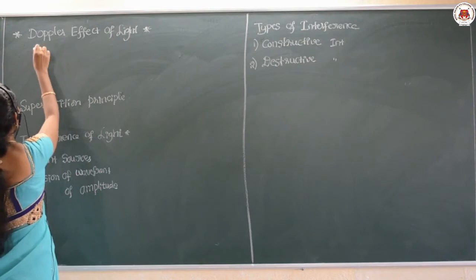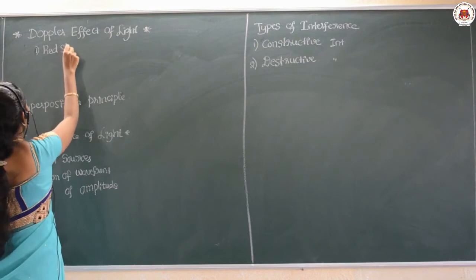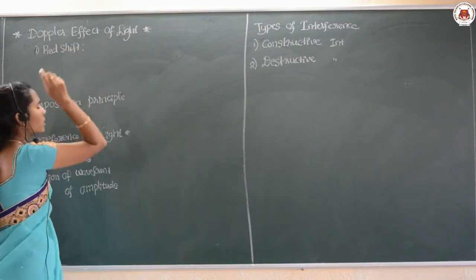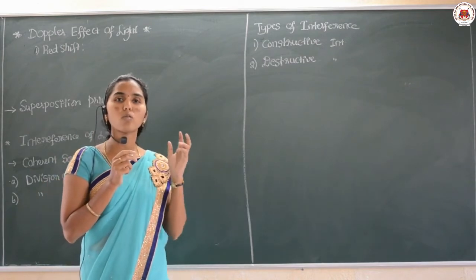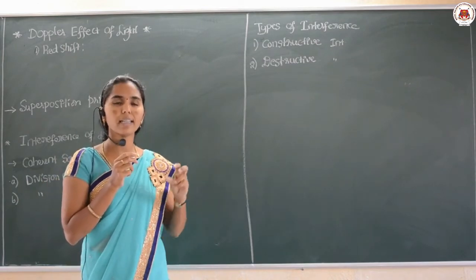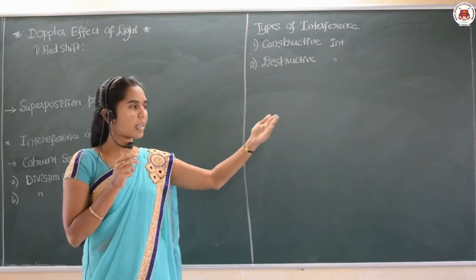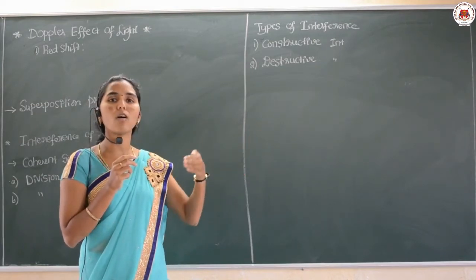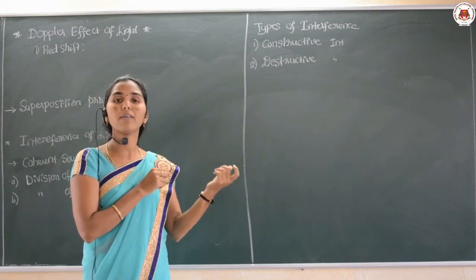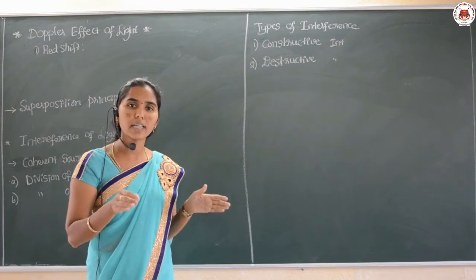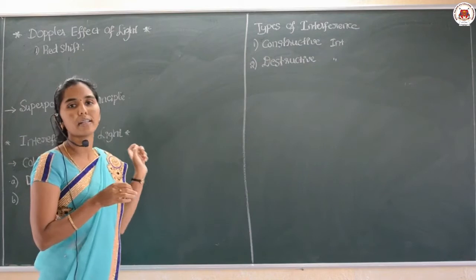The first one is the red shift. What is the meaning of the red shift? If the source of light is taken away from the observer, the waves reaching the observer take a longer distance. The wavelength increases and the frequency decreases. Such a shift is called the red shift.